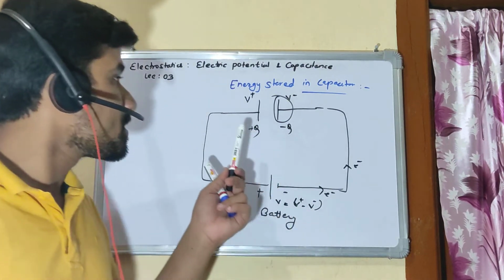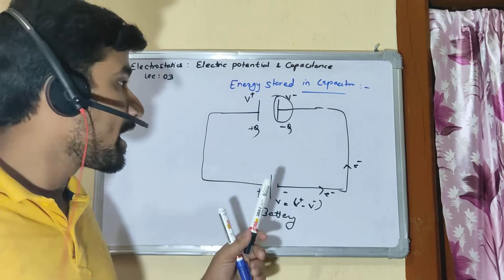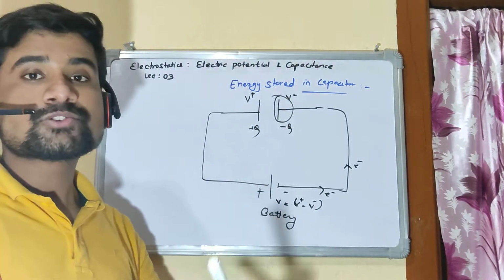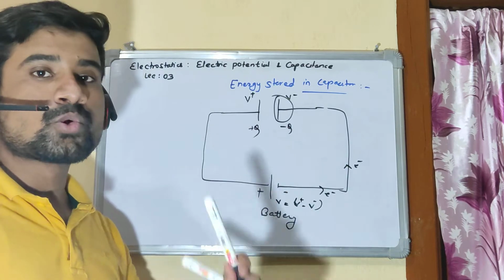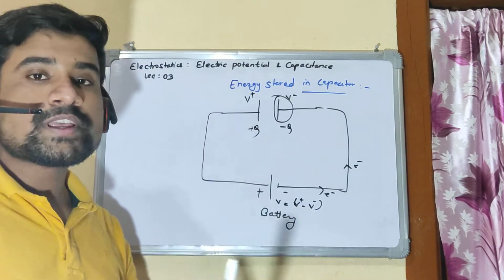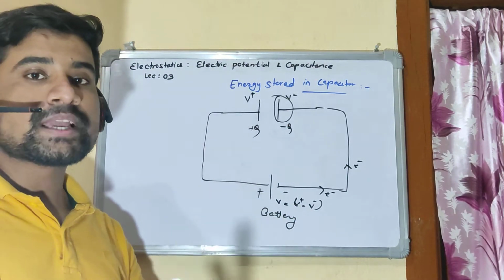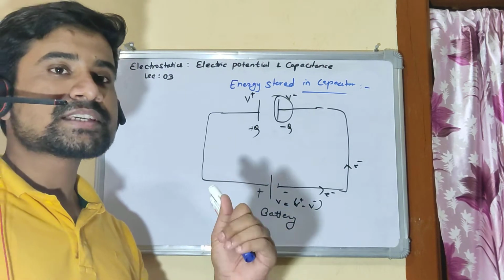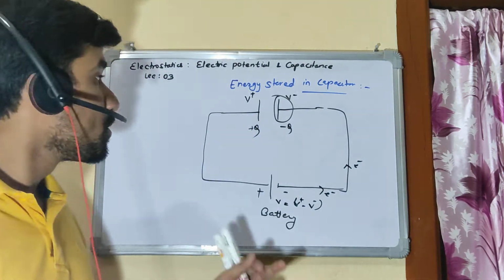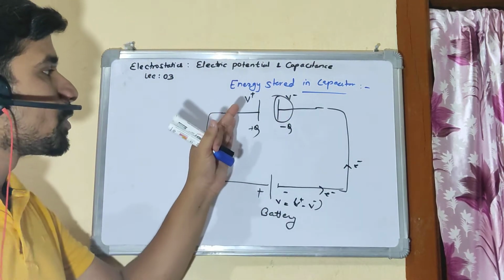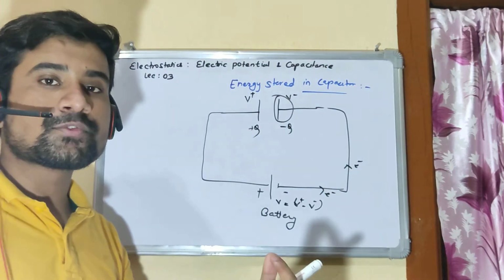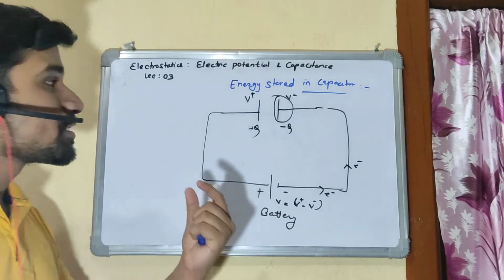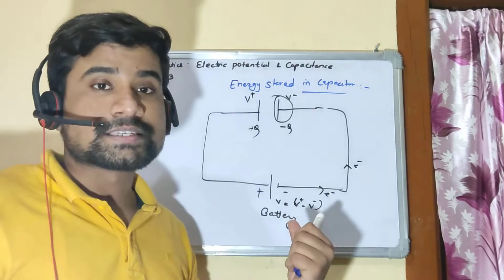But you see this positive plate is connected to the higher potential, and you need to supply charge from a lower potential to a higher potential. Naturally, charge will never flow from lower to higher potential. You always need to do work to make charge flow from lower to higher potential, because naturally charge flows from higher to lower potential. So to supply charge from the negative to the positive plate, you need to do some amount of external work, and that work will get stored as potential energy in the capacitor.